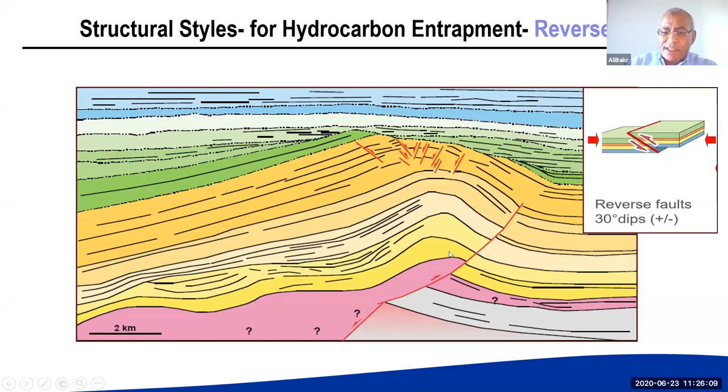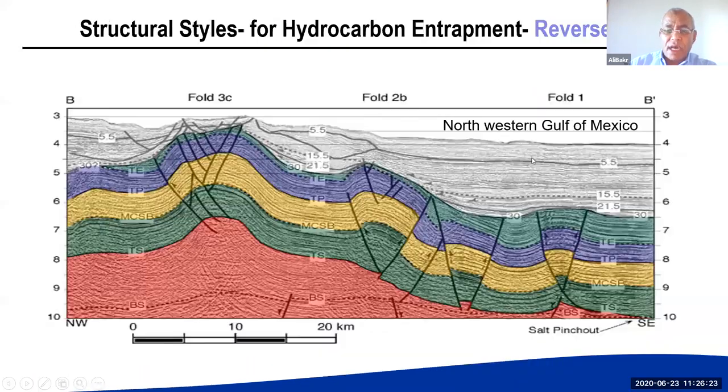this bed repeated more than once, and these beds could be repeated more than once, and this bed could be repeated more than once. This gives you a sense of the reverse fault. The reverse movement happens, and then some erosion will happen. Another example from the Gulf of Mexico shows a very nice kind of reverse fault, with very nice interference and different kinds of faults as well.